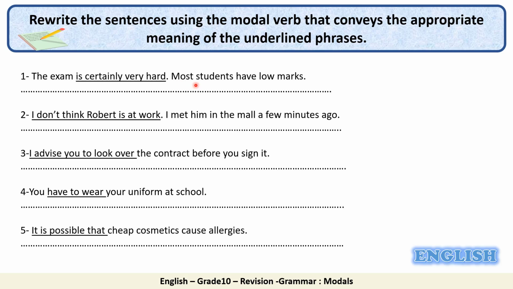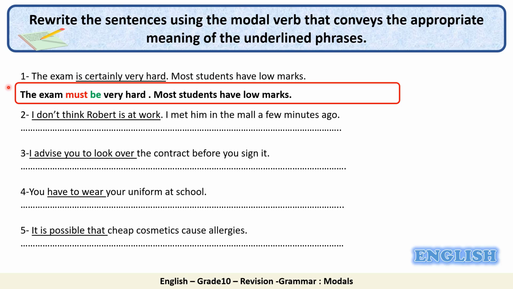So I have a situation, most students have low marks, and out of this situation, I reached the decision or the opinion that the exam is very hard. So here I made a positive deduction, and to express positive deduction, I need the modal verb must. Very good. The correct answer is the exam must be very hard. Most students have low marks. Notice also that after the modal verb, I use the bare infinitive or the base form of the verb to be. Now pause the video and try to complete the task.